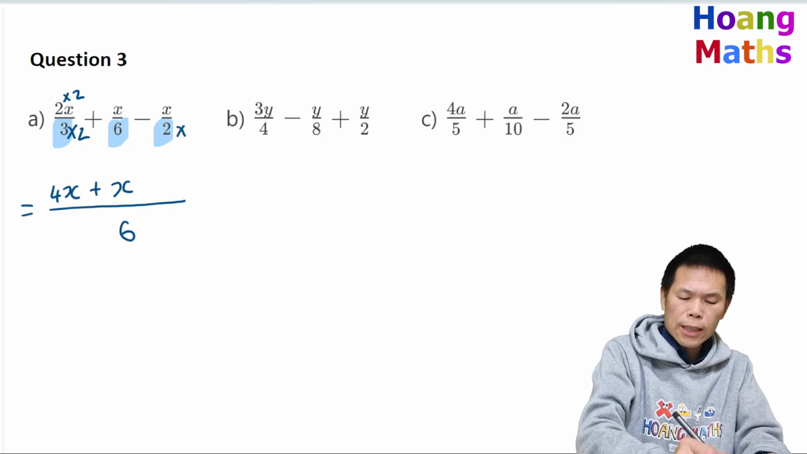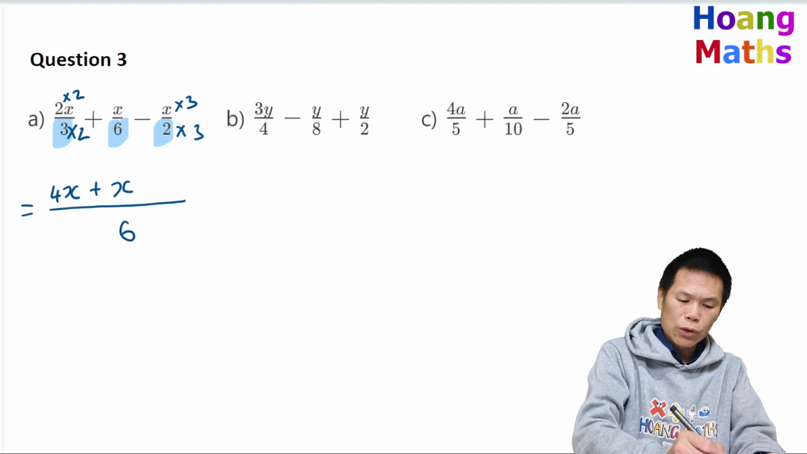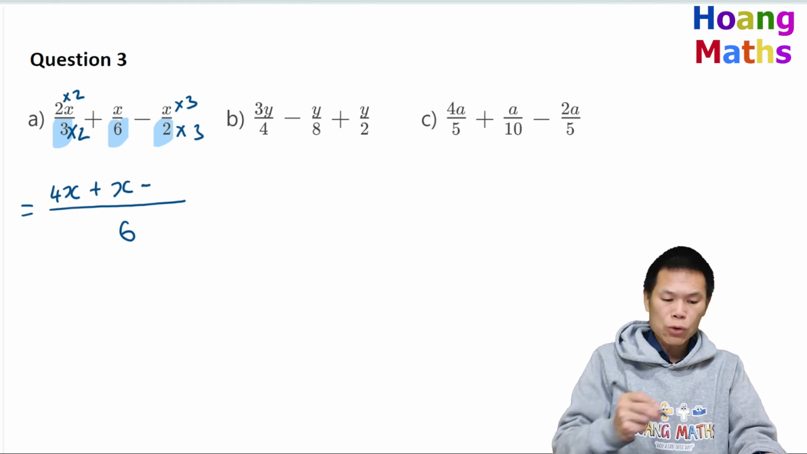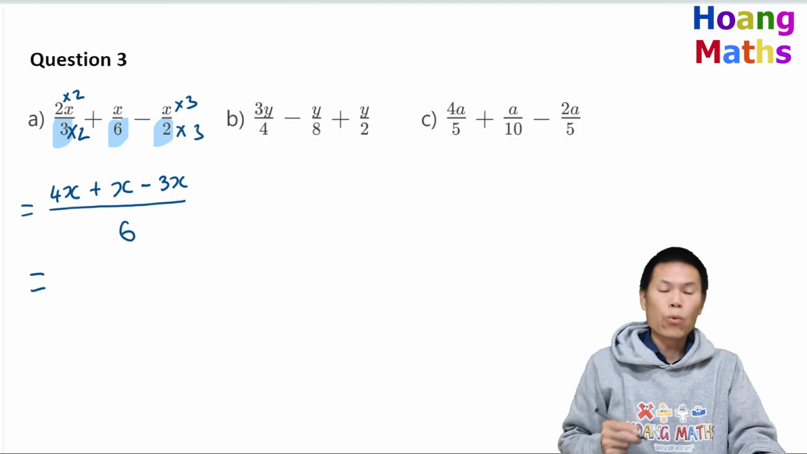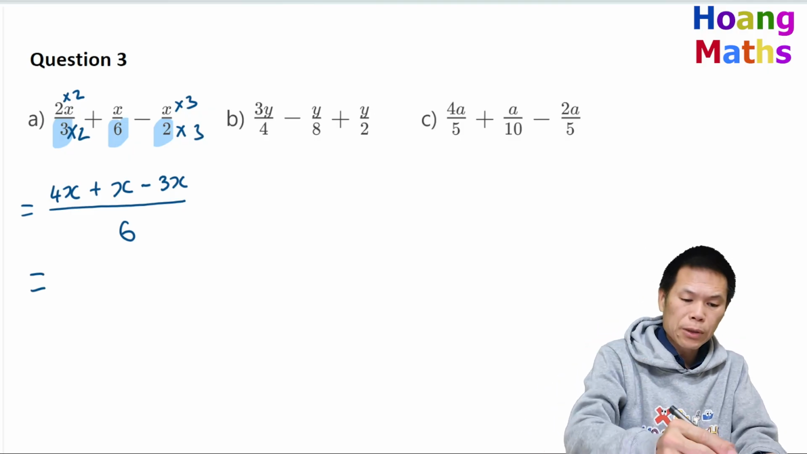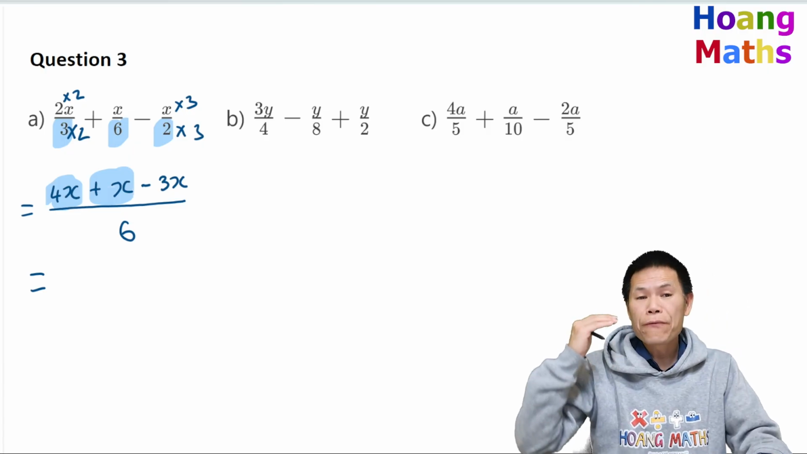So that becomes 1 times x is x. So from 2 to 6, I times by 3. So therefore, the top, we times 3 as well. So therefore, we minus x times 3 is 3x. So there you go. Now, we just need to collect the like terms. So we have 4x. We add another x. Gives me 5x.